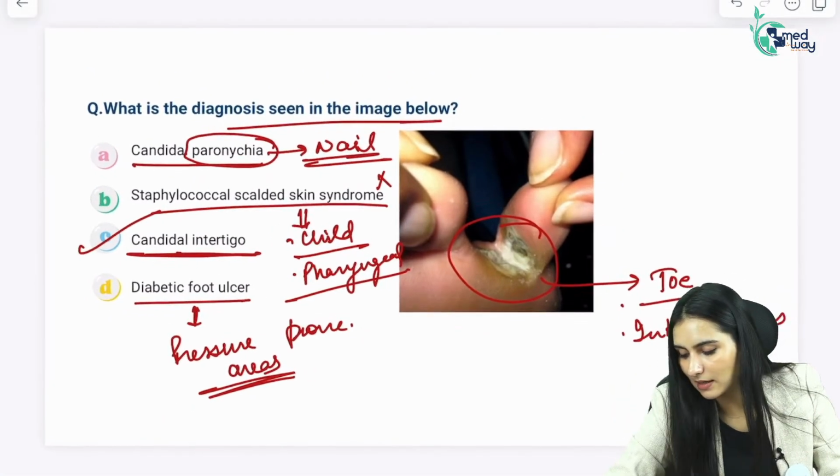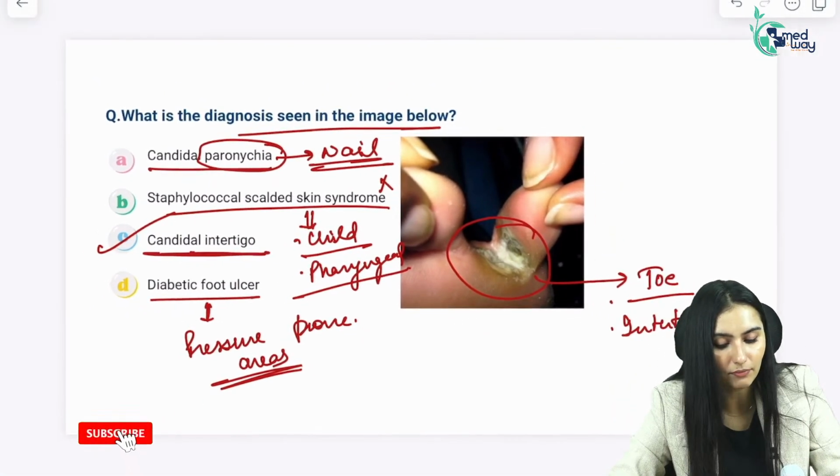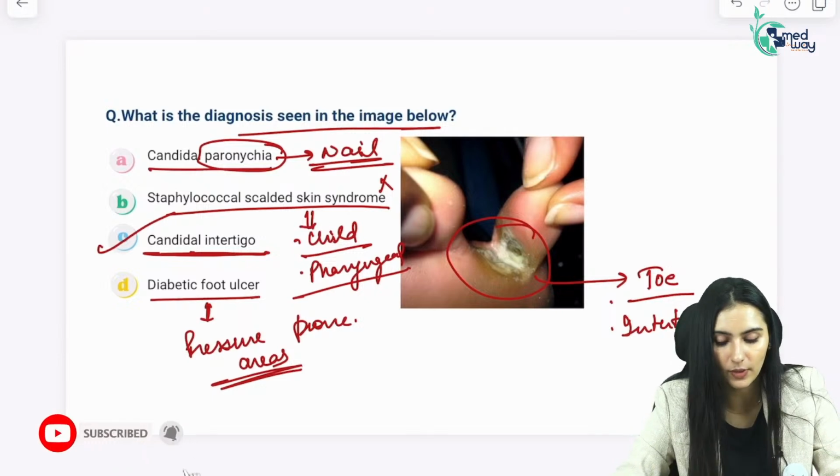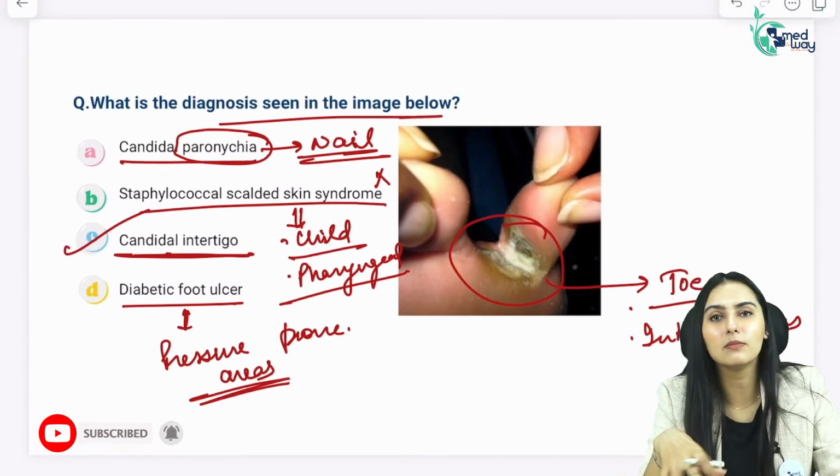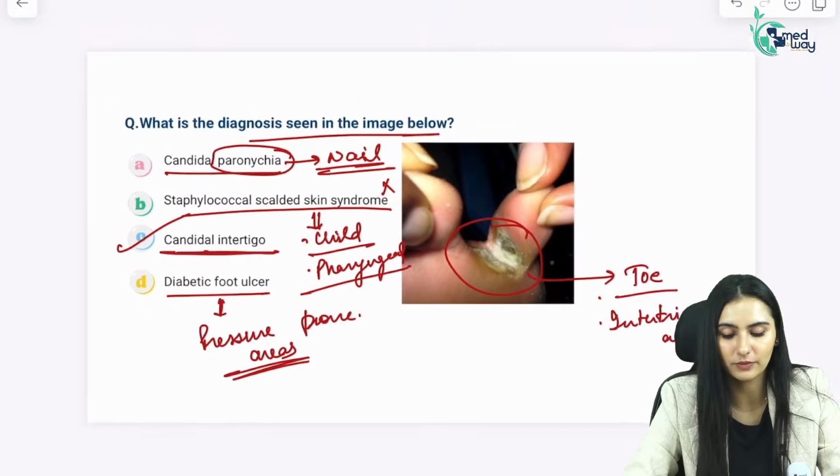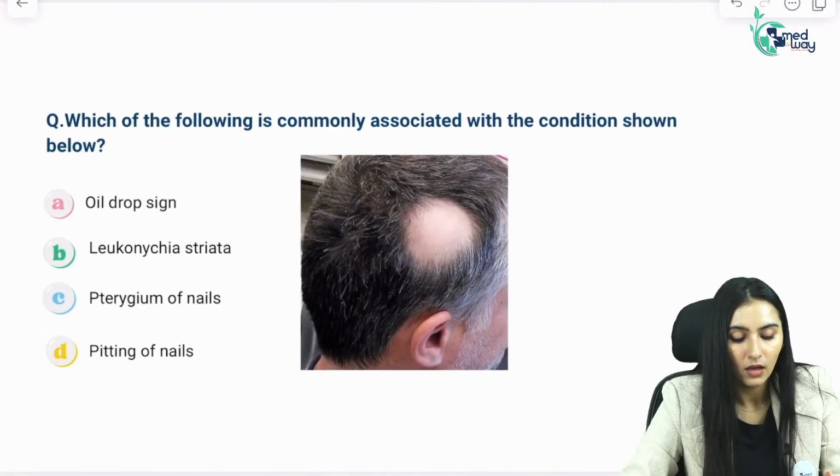Paronychia, no. Please, somebody has answered paronychia. It is not paronychia. For paronychia, they will show you a nail picture. Okay. And around the nail, there is going to be erythema and all signs of inflammation. Okay.